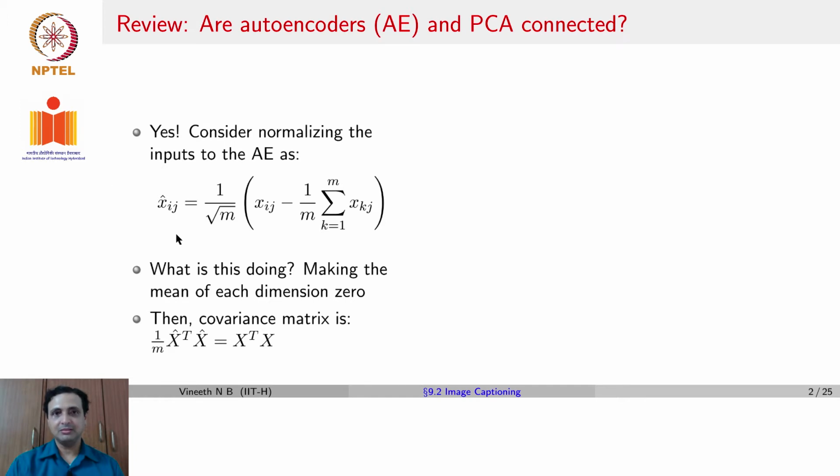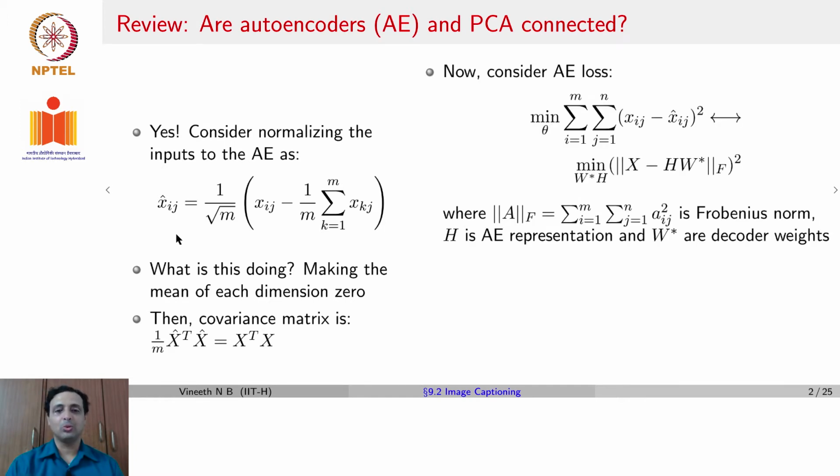Given this pre-processing, let's look at the autoencoder loss. Let's say the parameters of your autoencoder are summarized as theta. The loss is the mean squared error between your reconstruction and the original input. One can also write this loss in terms of x as x minus H W star, Frobenius norm whole square. In this case, the Frobenius norm is given by summation along each of the dimensions of a_ij whole square, the squared sum of all elements of a matrix.